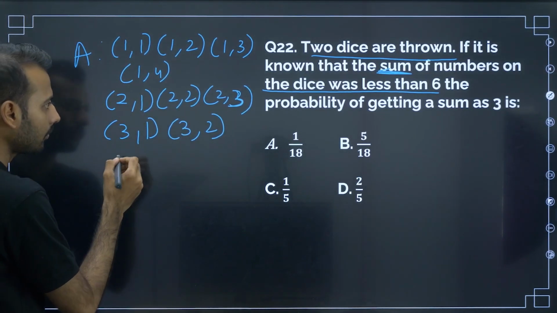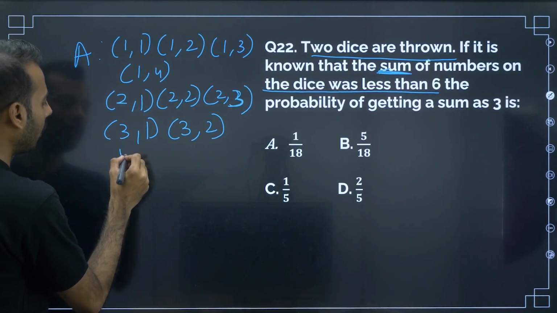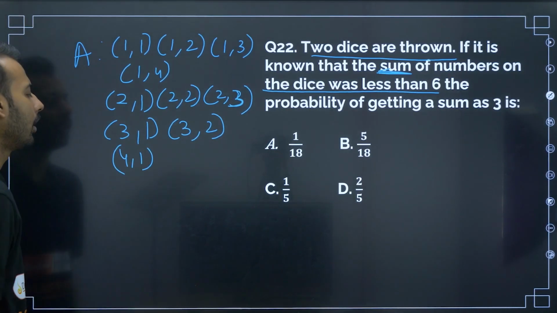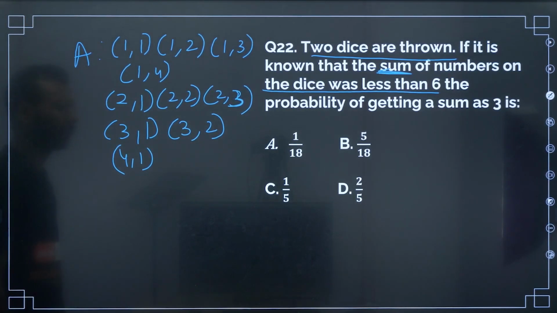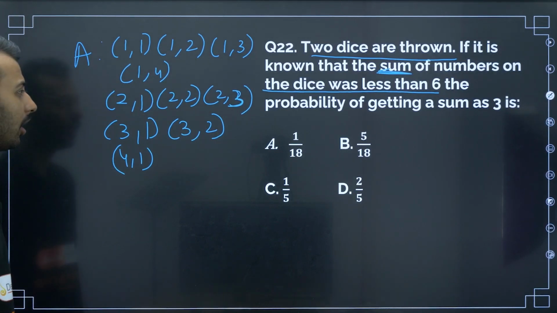4 1, yes, definitely I can consider 4 1. So 4 1 I can take. 4 2 I cannot take. 5 1 I cannot take.